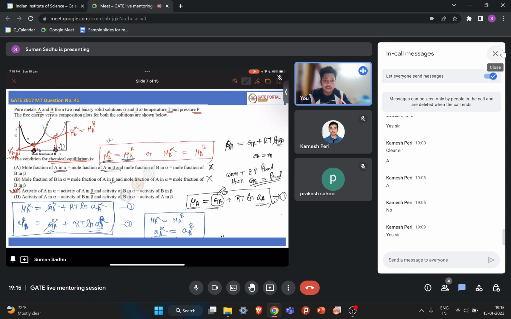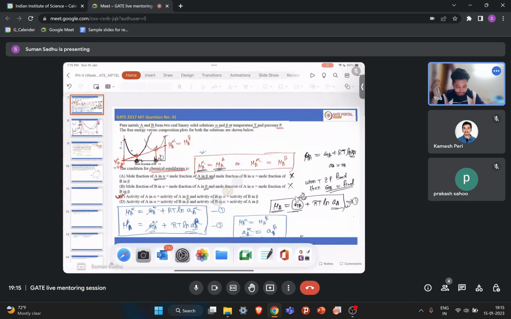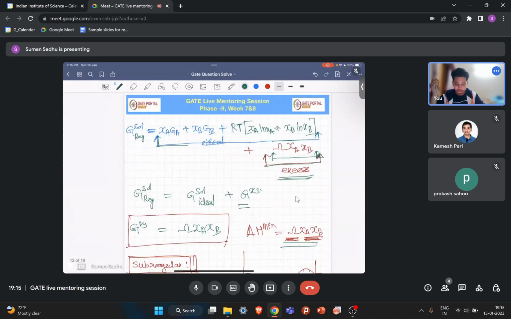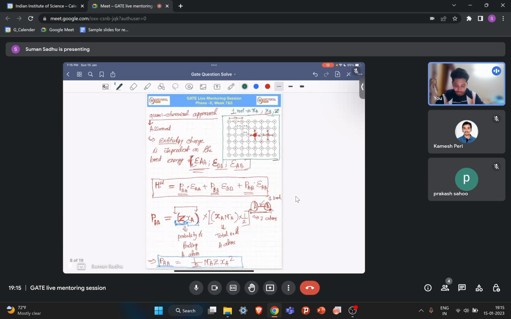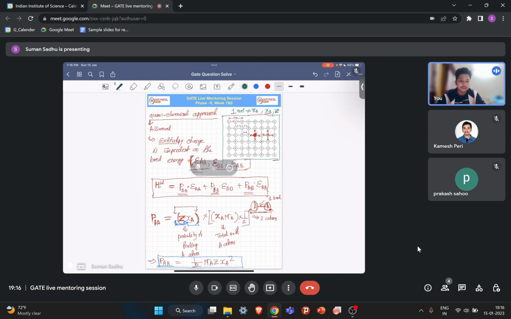Does anyone have any doubt regarding the concepts covered today? Today we covered the regular solution model, the ideal solution model, and we also talked about the subregular solution model. Then we saw how to draw the free energy versus composition diagram, how you can get the chemical potential from it, and what the conditions for equilibrium are. If anyone has any doubt, you can ask me.